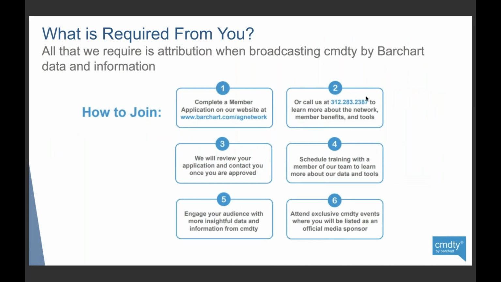And again, what's required from you? All we require is attribution. So if you talk about our prices, you talk about our content, just cite it. Just let them know that this is from Commodity by Barchart. We provide the data. We're more than willing to provide a quote where it makes sense. We want to help. So just go online, complete an application. It's really simple. We review it and walk you through all the tools that you get, what we ask for in terms of attribution. And it literally takes 30 minutes. So it's no problem. Our team is super friendly. We're willing to help, and we're excited about working with you.